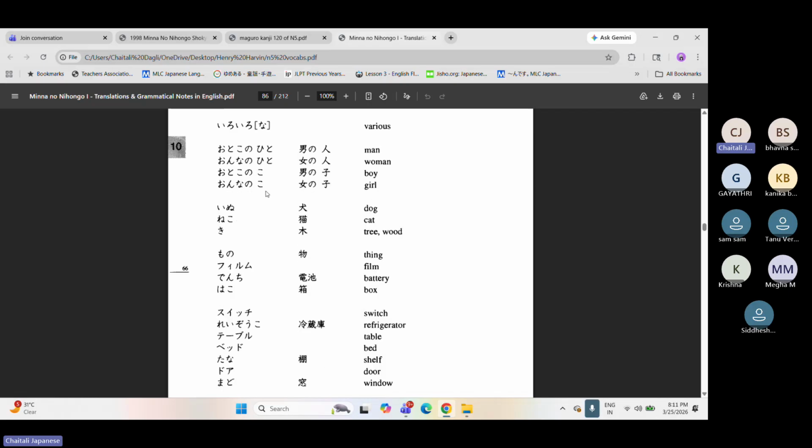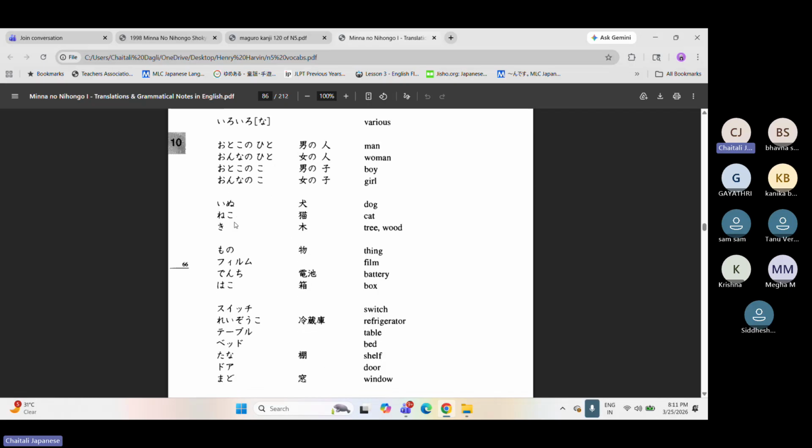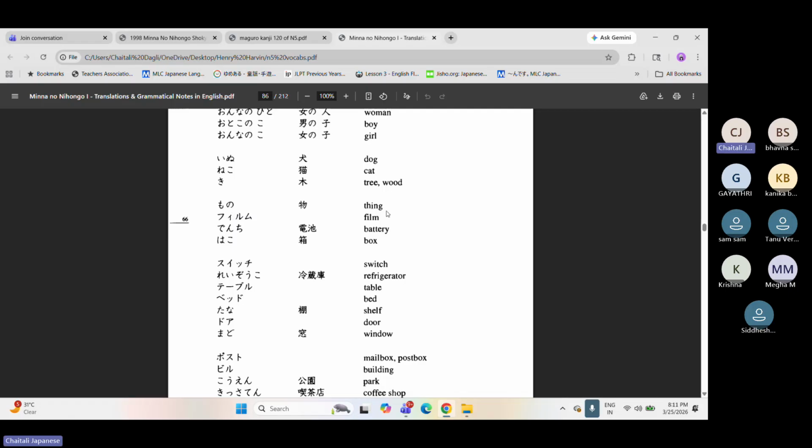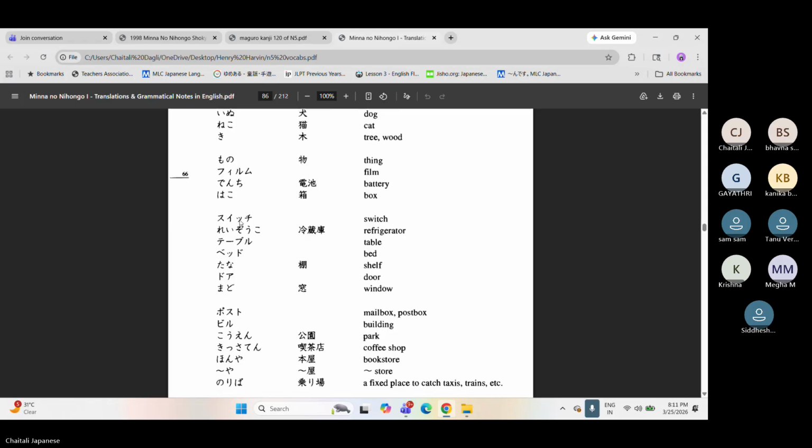Okay. Inu dog, neko cat, ki tree or wood. Mono things, firumu film, denchi battery, hako box. Suichi switch, reizouko refrigerator, teeburu table, beddo bed, tana shelf, doa door, mado window.